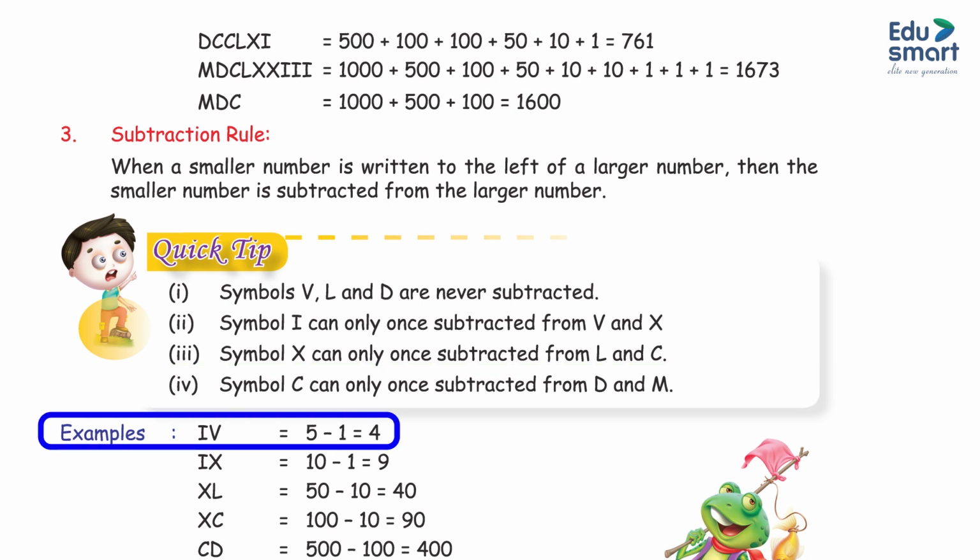Examples: 4 is equal to 5 minus 1 is equal to 4. 9 is equal to 10 minus 1 is equal to 9.